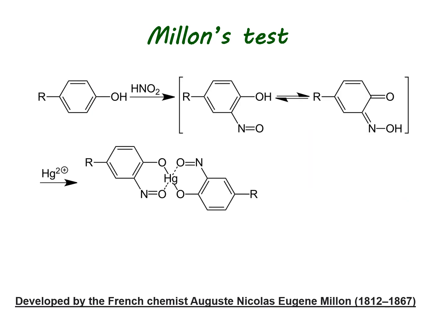Like the Liebermann test, here also there occurs nitroso formation. Two molecules of such nitrosophenol with a central mercury atom make a complex which is red in color. This reaction was developed by a French chemist called Millon, and it is famous by his name. It is also used for identification of phenol.